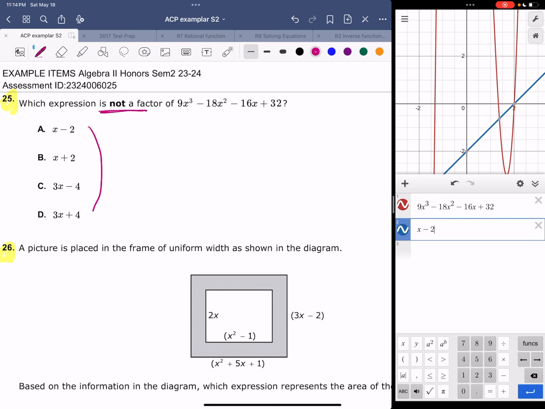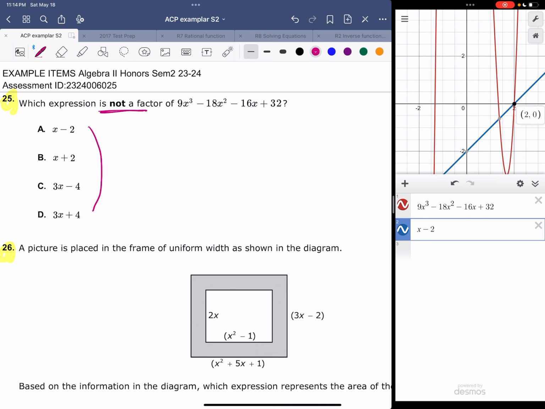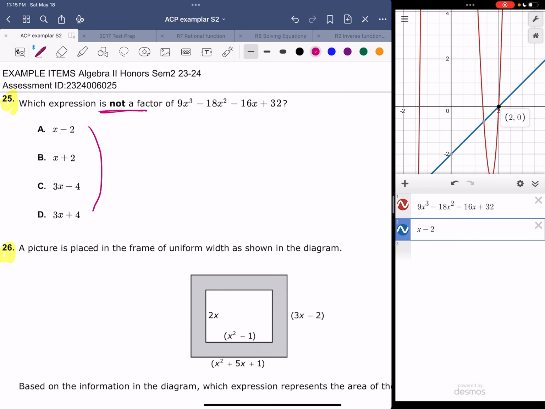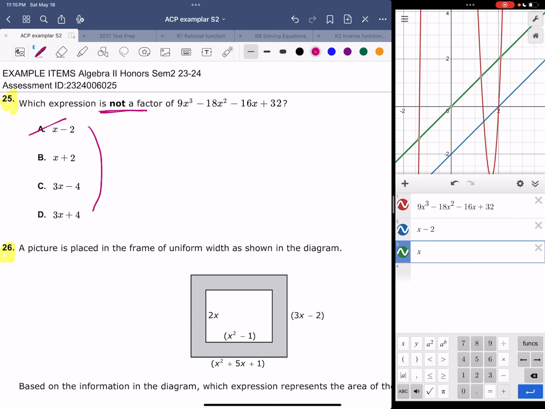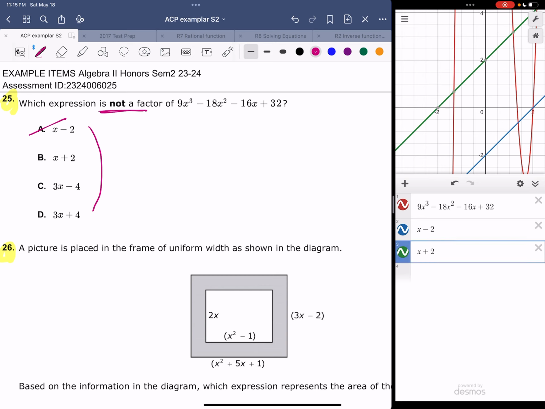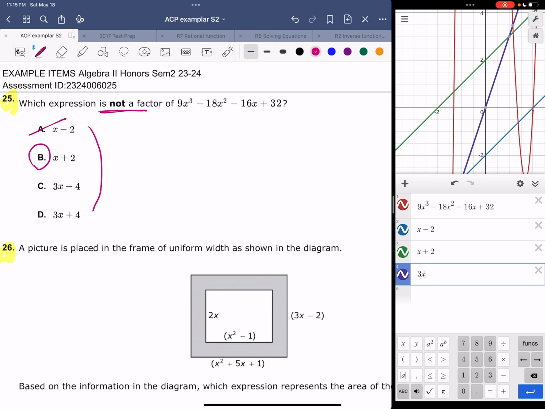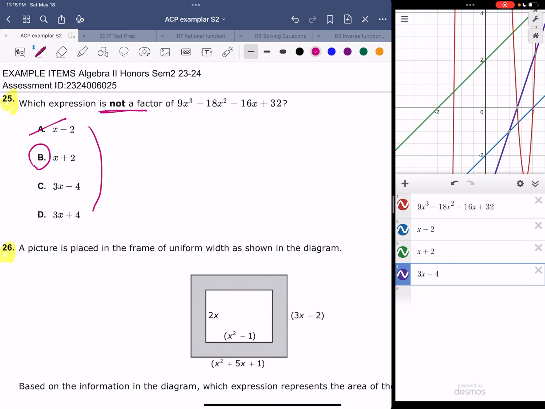So if you look at x minus 2, we have an x-intercept here. It's crossing here, so that is a factor. If I put x plus 2, do you see it crosses here, but that's not an x-intercept? Supposedly you've got to cross this point, but it doesn't. So that is not a factor. If you look at the other choices, this one crosses here, that blue line also crosses here, and if I choose the last one, that will also cross. So that's why.